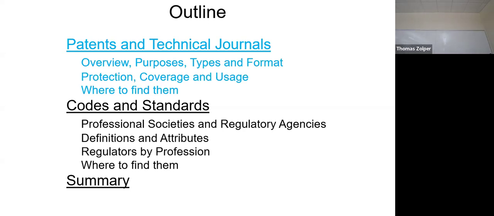So I broke the presentation into two major approaches. One is just looking for patents and technical documents or technical journals, and all that stuff: an overview, purpose, types, format, what they protect, what they might cover, where they may be used, and then we'll end with where to find them. And then taking a similar approach for codes and standards, give a little background information on them, distinguish codes from standards, and we can throw in specifications, but that's a bonus. And then we'll look at regulators by profession, and we'll also take a very high level view of where to find the codes and the standards.